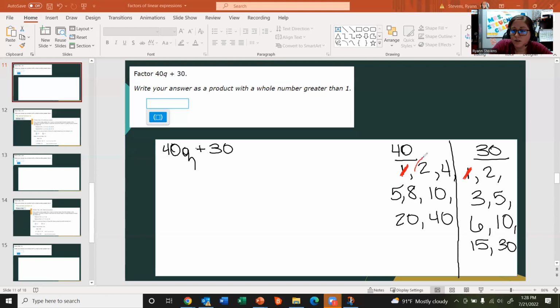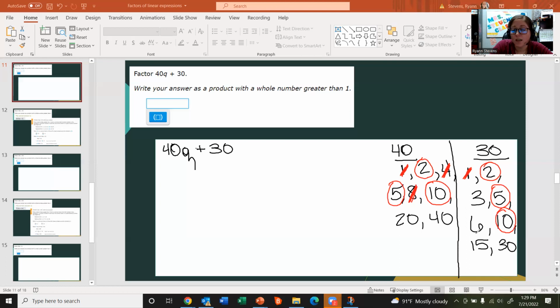2 is a factor, so that's good. We have a 2 for both 40 and 30. 4 can go into 40, but it does not look like 4 can go into 30, so that's not going to work. Let's keep going through 40. 5 can go into 40, and 5 can go into 30, so that is also a factor. 8 can go into 40, but 8 cannot go into 30, so we're going to eliminate that one. 10 can go into 40, and 10 can go into 30. That is going to be a factor.